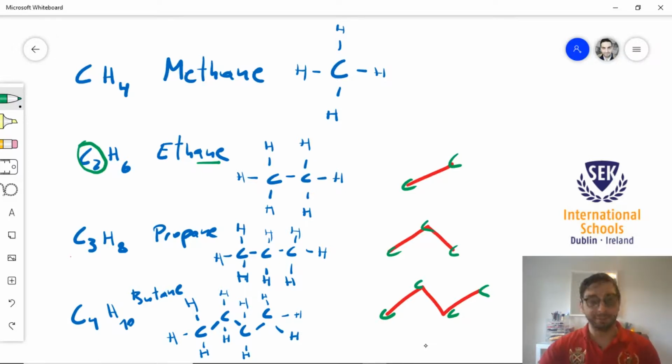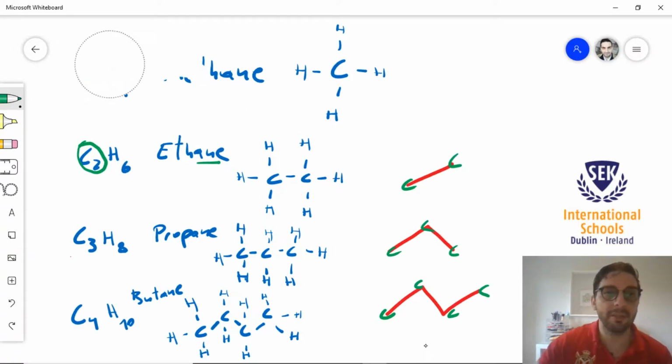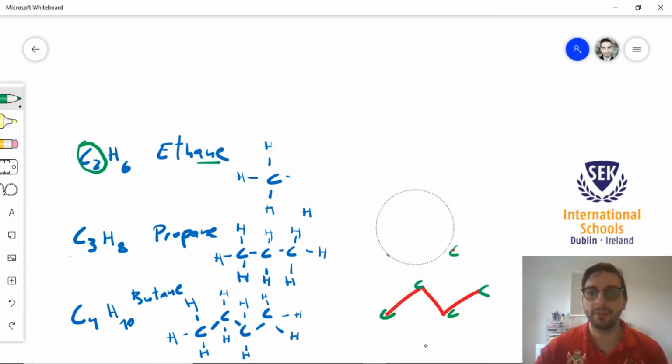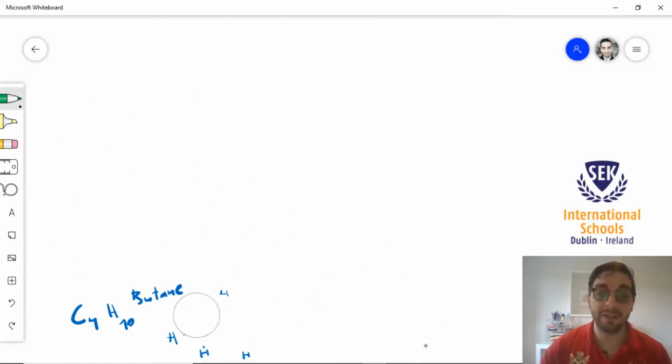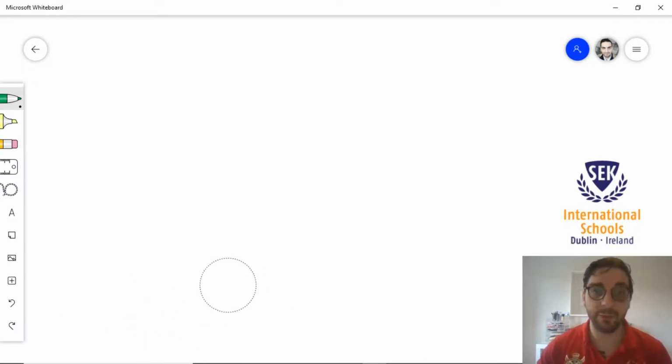What happens when we have more than 4? Let's say I have 5 carbons, 6, 7, 8, 9, 10, 11, it doesn't matter the number. Let me just remove all this. What happens when we have more than 4 carbons? Well, we know that the first 4 have their own names, like methane, ethane, propane, and butane. That's forever. If you see one carbon, it's always going to be methane. But after butane, we have more.